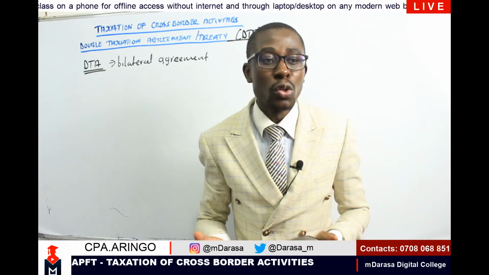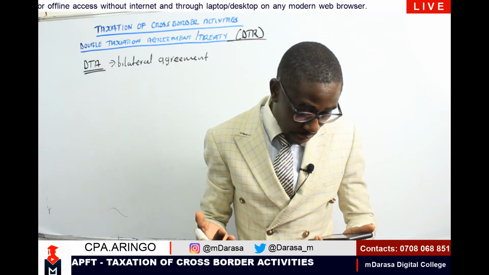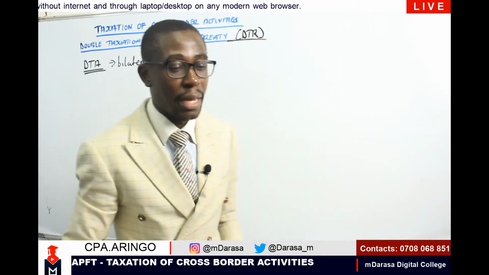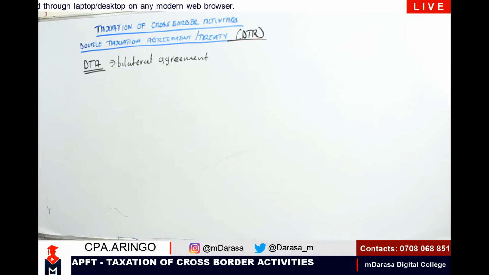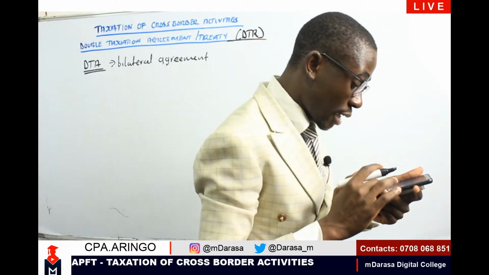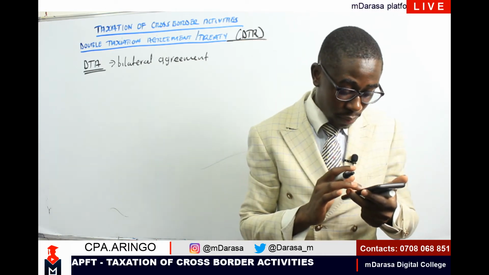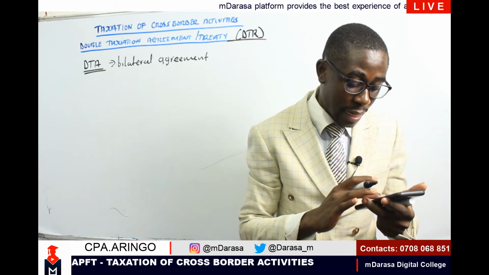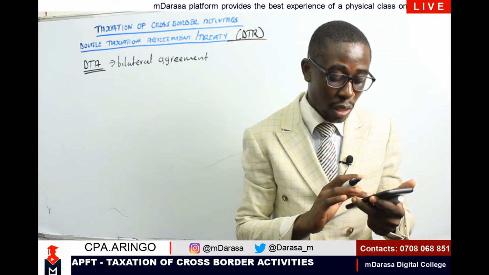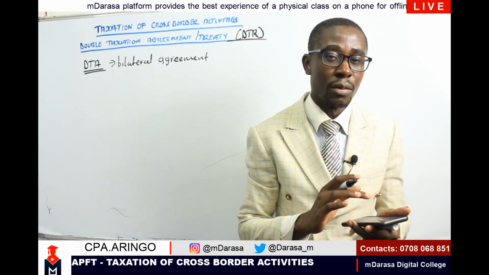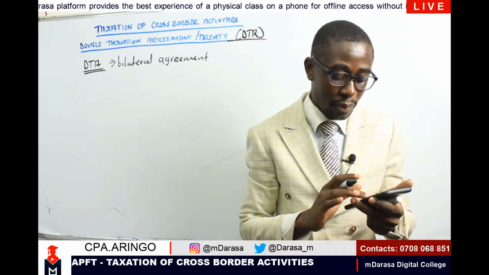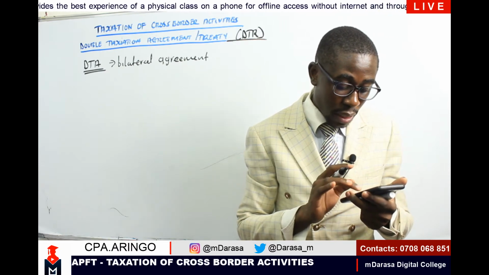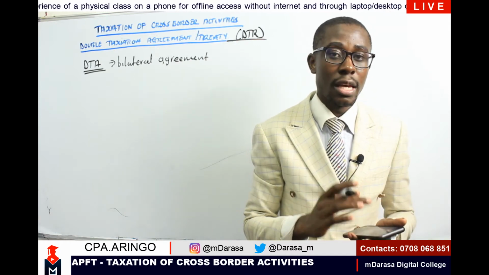Full stop. For those who are writing, continuation: when a taxpayer is supposed to pay tax in Kenya and his country of origin on the same income, he will be granted a tax relief or credit on the tax payable in Kenya, if his country of origin has a double taxation agreement with Kenya.